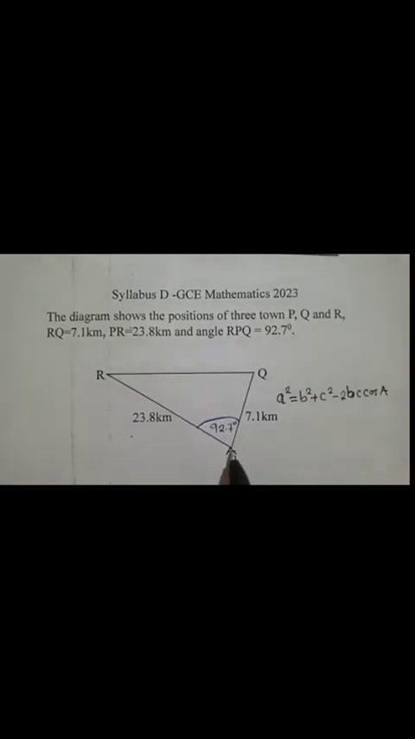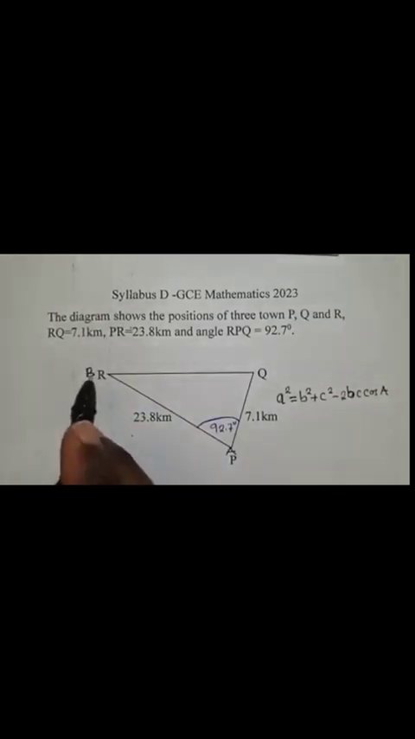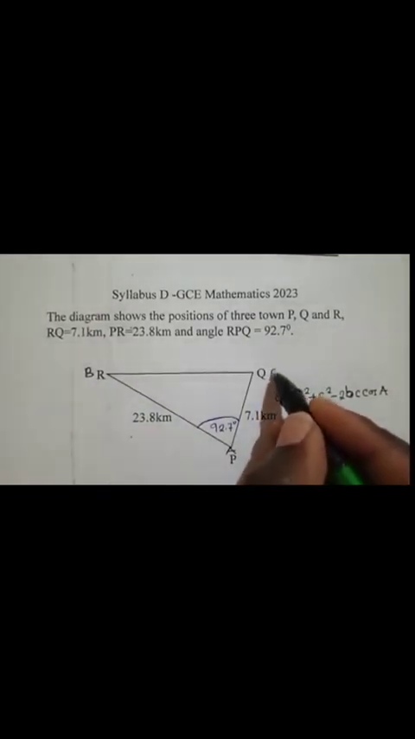If this is our A, any angle here can be our B. If you want, you can make your B to be this one. If this is your B, then this is your C. It doesn't matter. This is not part of the solution, but just to guide you, to answer this question or use the formula.